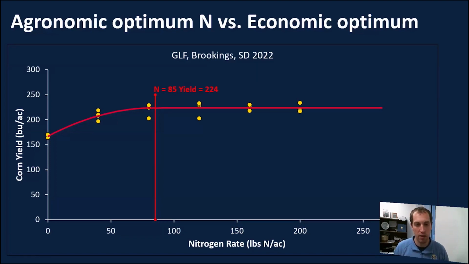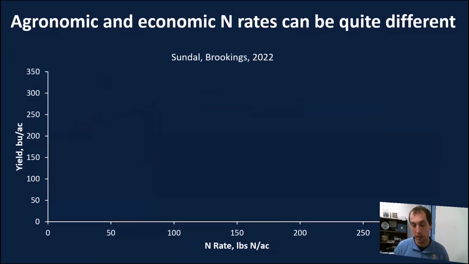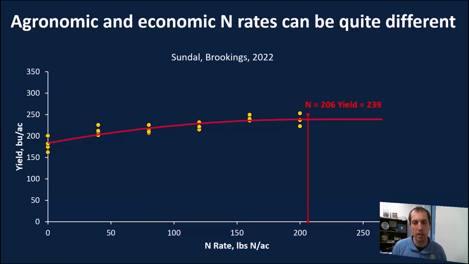But this isn't always true in every field. We look at a different field, very close to this, but in another part of Brookings, South Dakota. In this field, we see the response curve is a little different. It increases a little bit slower than before. So our agronomic rate is over here at 206 pounds of N, while our economic rate is over here at 148 pounds of N. So that's a change of about 50 pounds of N per acre. That's a really big difference.